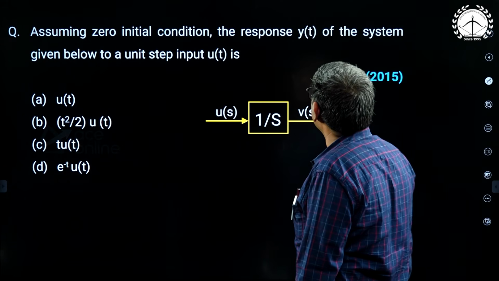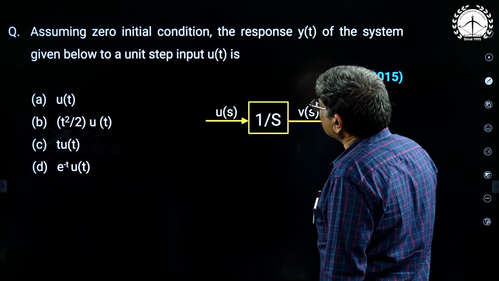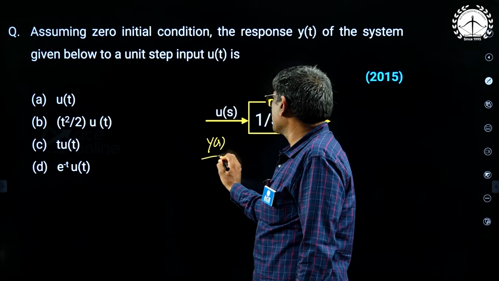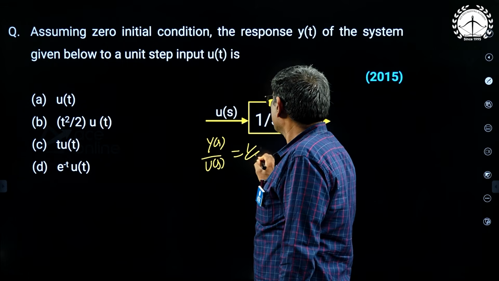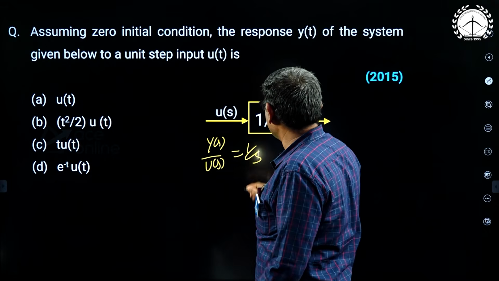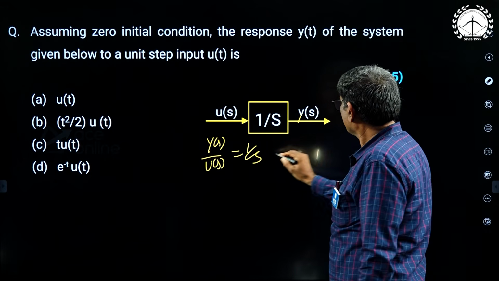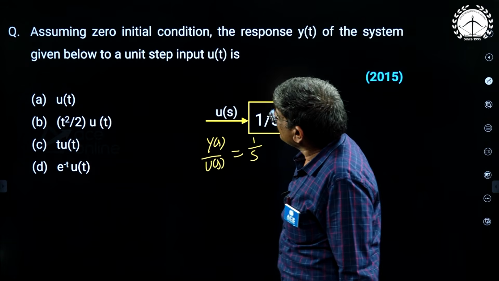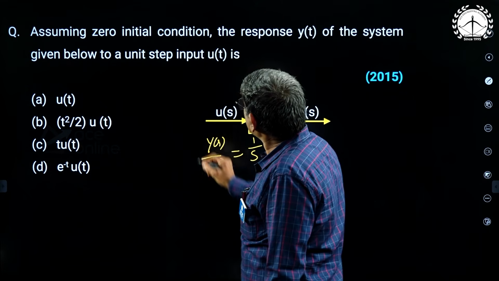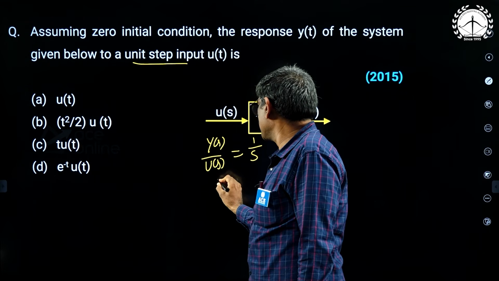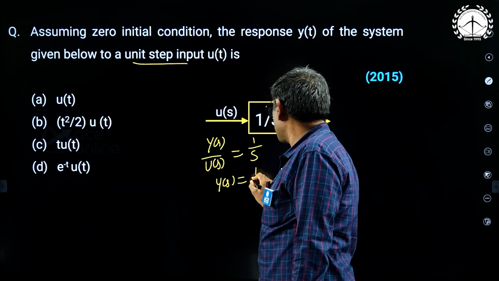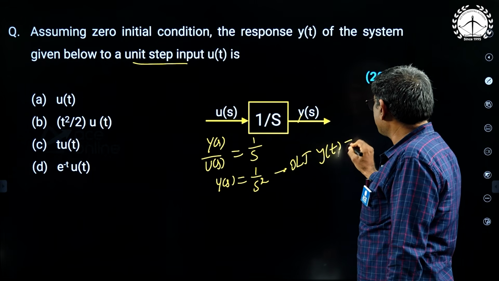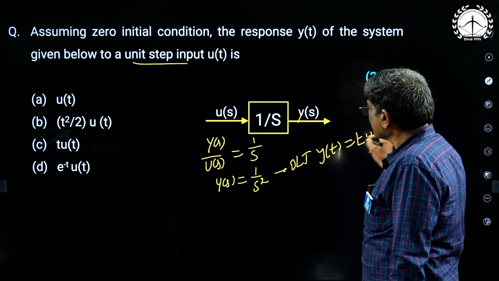Here, assuming zero initial conditions, y of t is given below, the unit step response. Here this is y. So Y by U equals 1 by s. Which response? Unit step response, means U is 1 by s. That means Y of s becomes what? 1 by s square. Apply the inverse Laplace transform. So simply y of t equals t into u of t. So the answer is C.